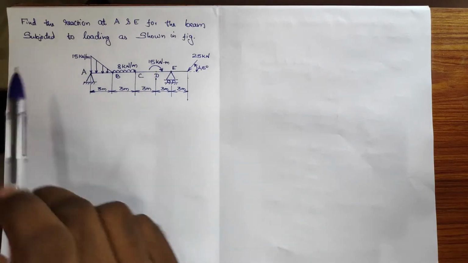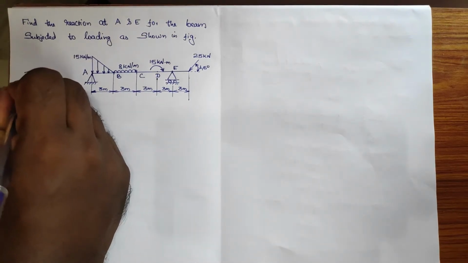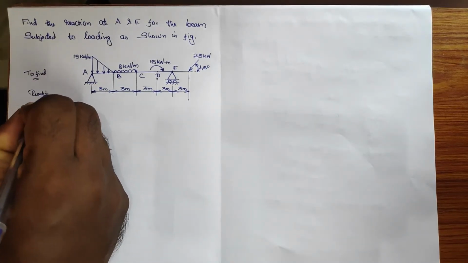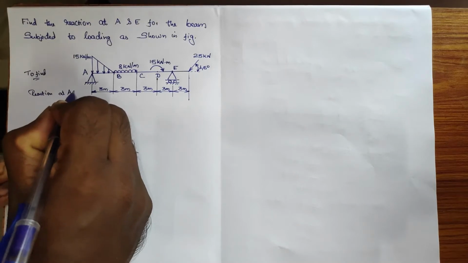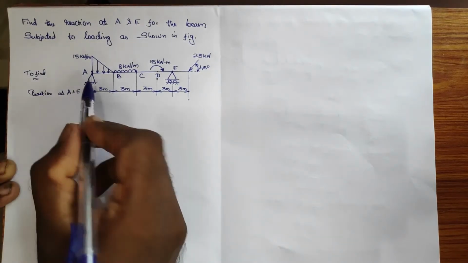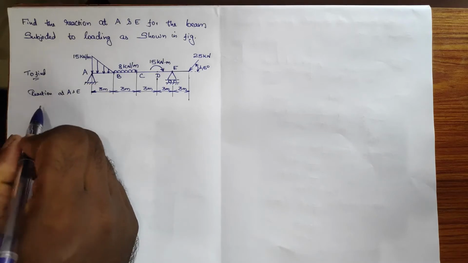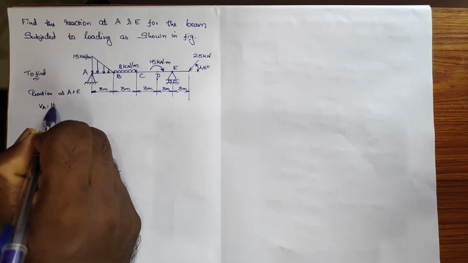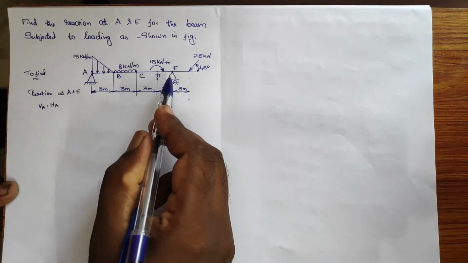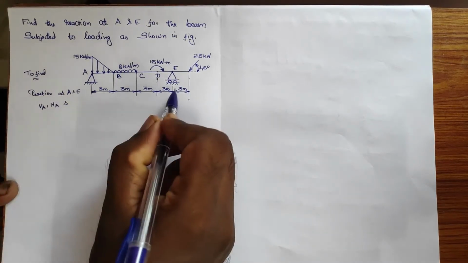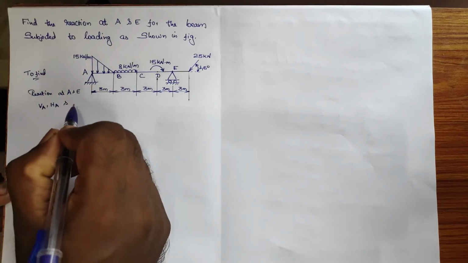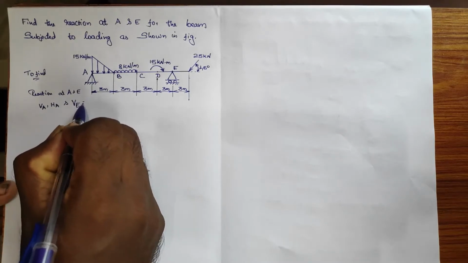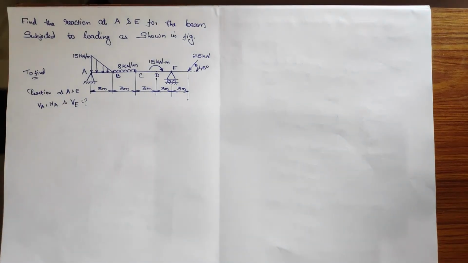A is here and E is here. So to find the reaction at A and E, that means at A we have the hinged support, so there will be a vertical force at A and a horizontal force at A. And at the point E there is a roller support, so there will be a vertical force alone, vertical force at E. So these are the things we're going to find.